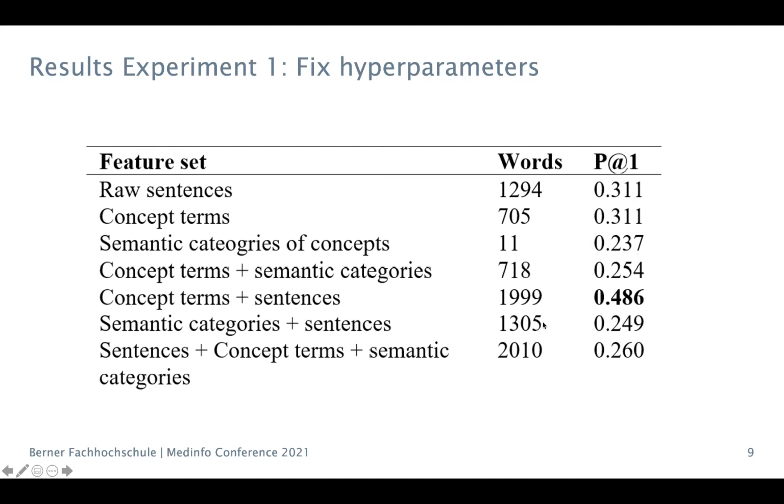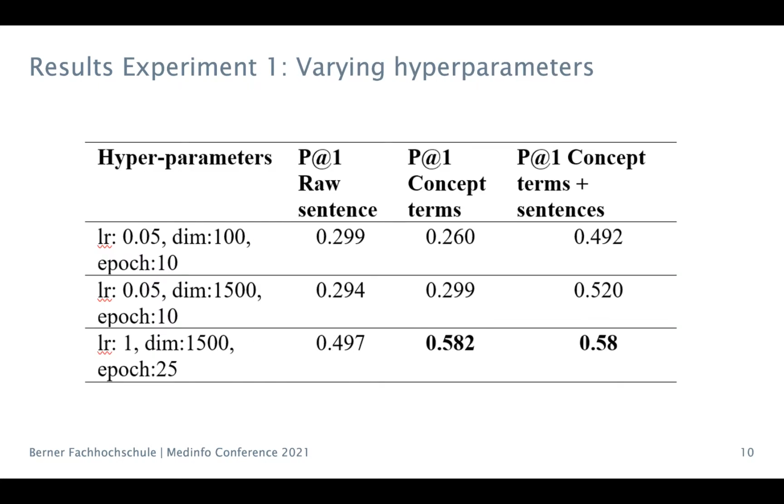The results are not that convincing. We can see that when using concept terms plus sentences, so enriching the sentence with concept terms, it performs best considering these different feature sets. Then for the second part of the experiment, where we vary hyperparameters, it can be seen that when we are using more epochs and dimensions, the accuracy increases. And here again we can recognize that it's better using either the concept terms or concept terms plus sentences than just using the raw sentence.